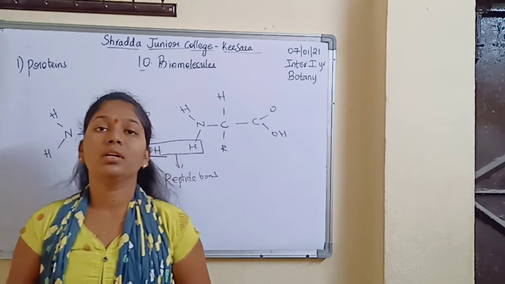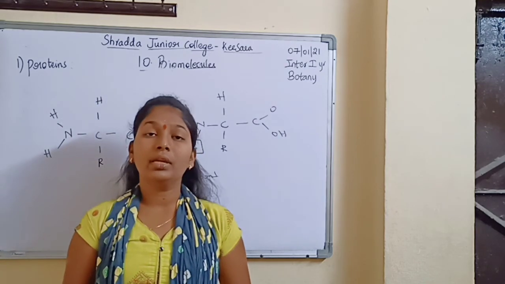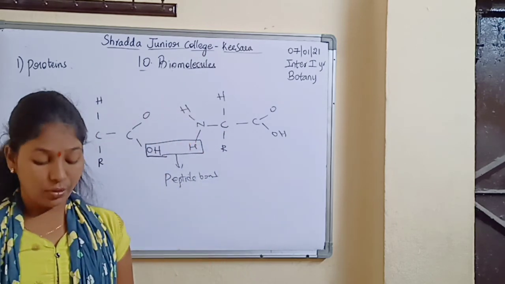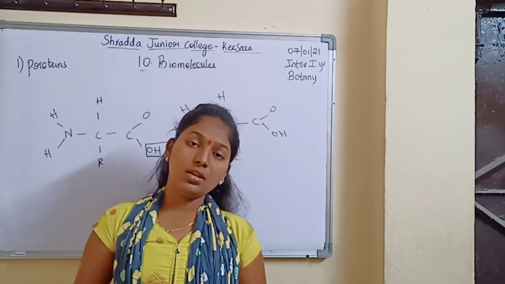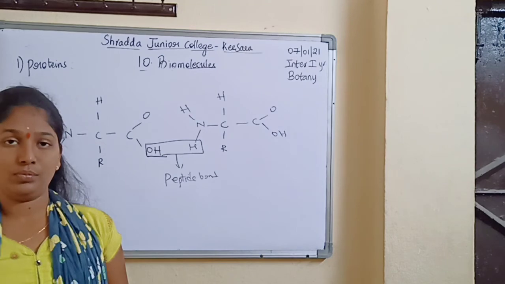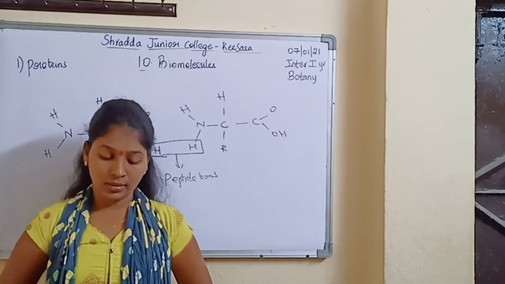So with this we are done with our peptide groups, and in the next class we will continue with the types of proteins, the types of structure of proteins. Proteins show 4 types of structures, so we'll discuss that, and carbohydrates, nucleic acids, etc. in the next class.